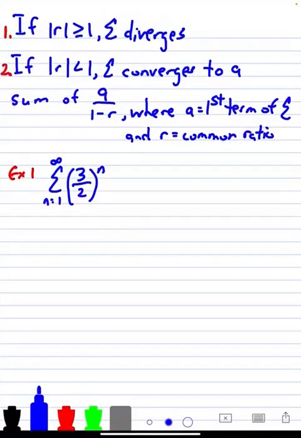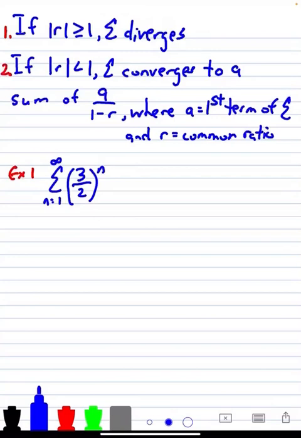Okay, here we want to look at what's called a geometric series. Now, a geometric series is the most common type of series that we usually see. Now, these are the first things we want to know about a geometric series.